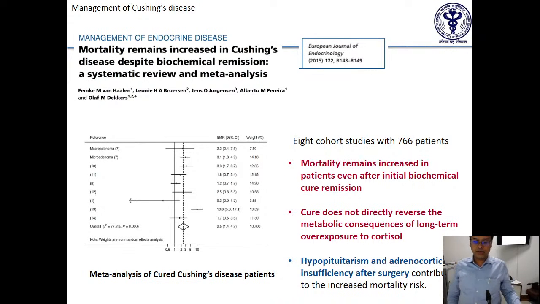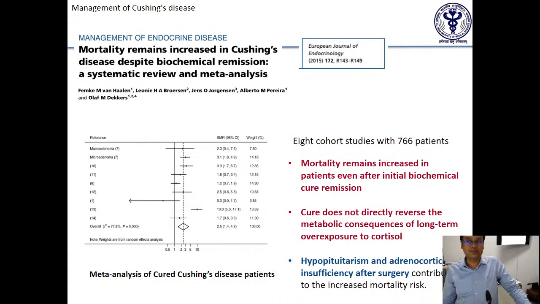Literature is abundant with publications regarding the management of Cushing's disease. It is because Cushing's disease is actually a very difficult disease to treat. The systematic reviews and meta-analyses help us to have an overview of Cushing's disease. This meta-analysis published in 2015 shows that even after successful biochemical or surgical remission in Cushing's disease, the mortality remains high. This brings the importance of a multidisciplinary approach in this disease.